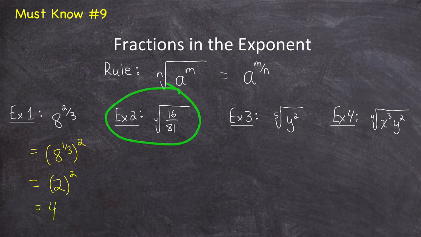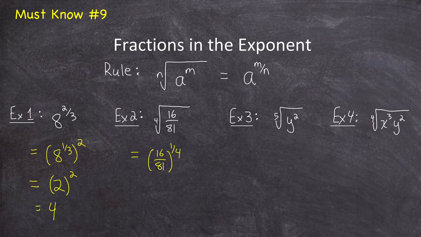In example 2, I have the 4th root of this fraction. I can rewrite that expression as a power with a rational exponent. It would be 16 over 81 to the power of 1/4. This small number with this root symbol is called the index of the root, and it becomes the denominator of the fraction that's in the exponent.